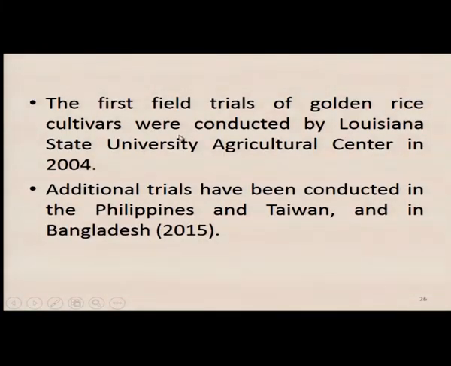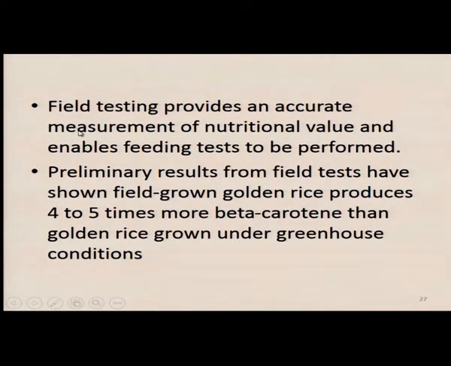The first field trials of golden rice were conducted by the Louisiana State University Agriculture Center in 2004, and additional trials were later conducted in the Philippines, Taiwan, and Bangladesh in 2015. Field testing provides an accurate measurement of the nutritional value, and it also enables feeding tests to be conducted. Preliminary results from the field tests have shown that the field-grown golden rice plant produces 4 to 5 times more beta carotene than golden rice grown under greenhouse conditions.